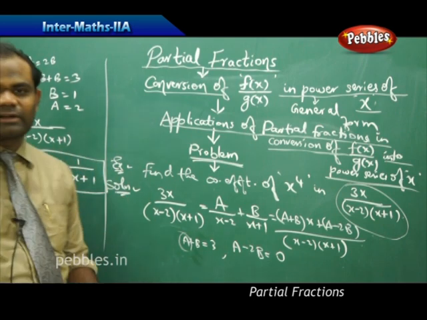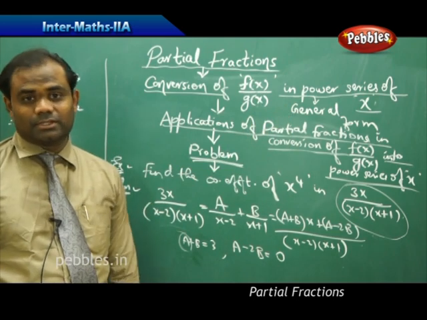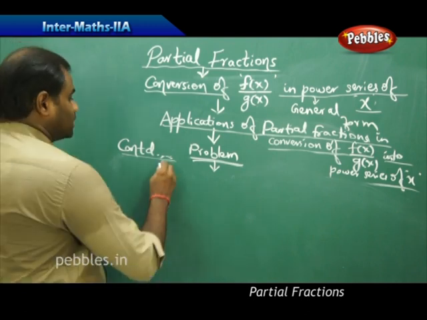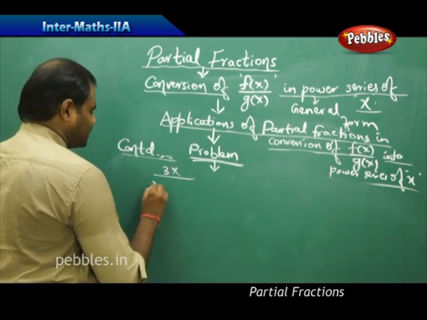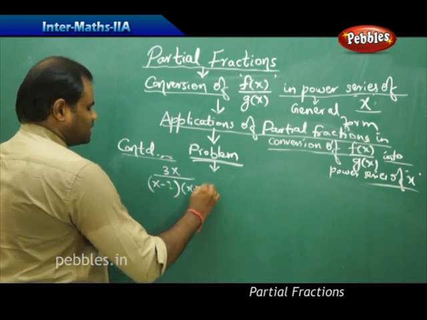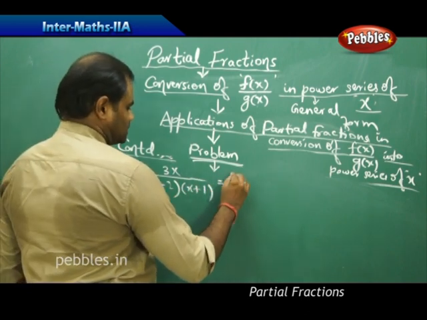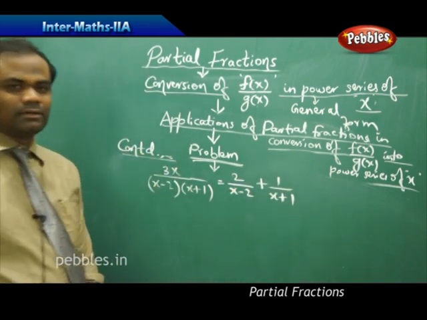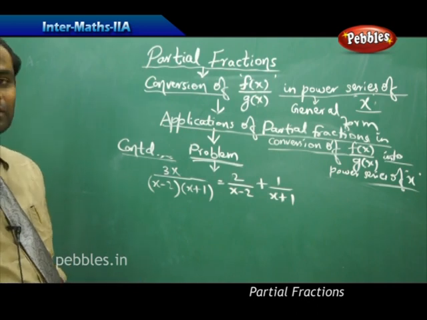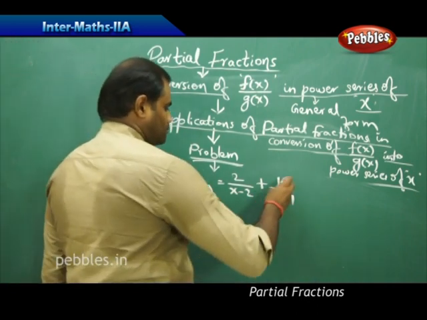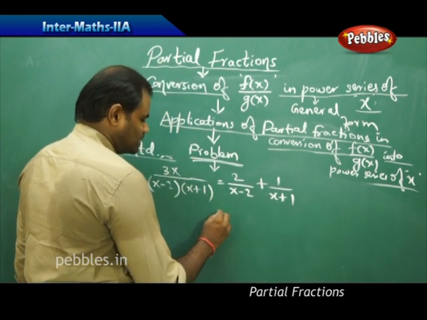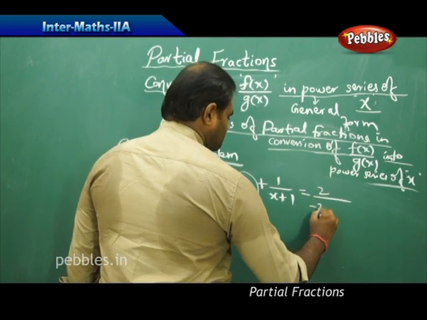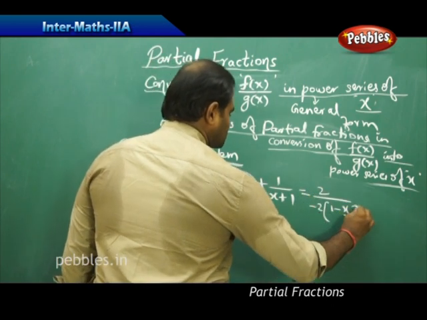Now I use this partial fraction form in expanding into the power series form. So let's see how we can expand. Therefore, my given problem 3x by (x minus 2)(x plus 1) is split as 2 by (x minus 2) plus 1 by (x plus 1), which I'm going to convert using the partial fraction form. So here I clearly see that this fraction 2 by (x minus 2) can be written as minus 2 taken common and written in this form.